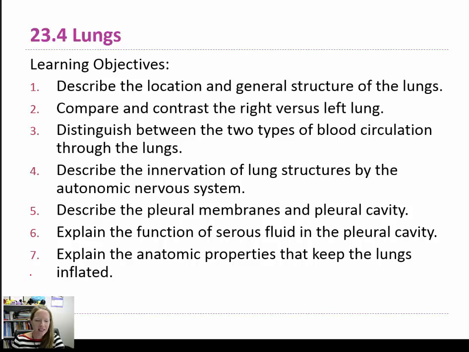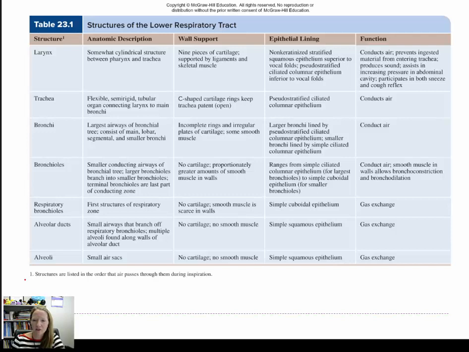Hi everyone. So let's go ahead and take a look at section 4 of chapter 23, which is covering the lungs. Before we do that, let's remind ourselves what we looked at in the last video, and that was the lower respiratory tract. This is a really good table that you can use to go through the functions. Epithelial lining is here as well, and anything else you want to know about the lower respiratory tract.